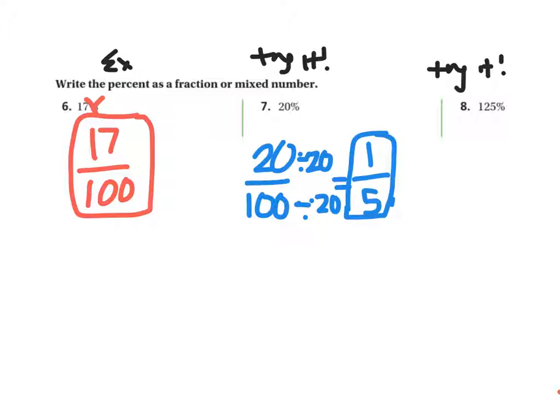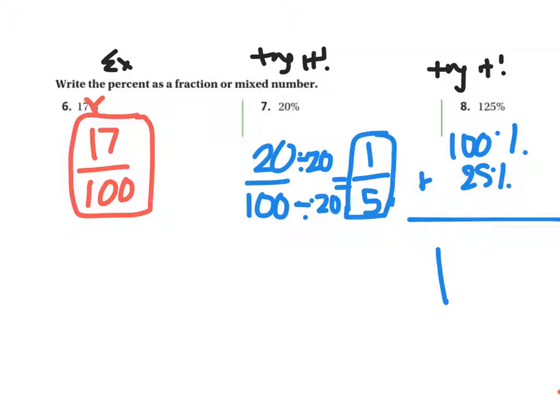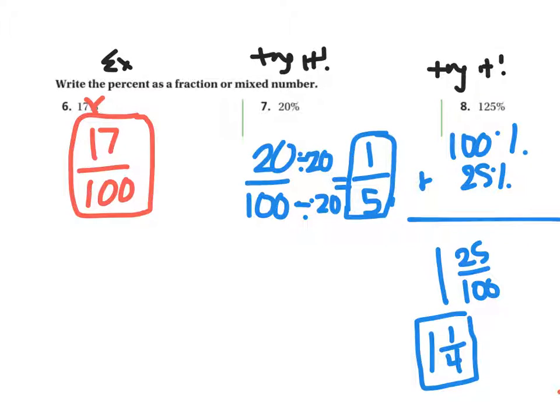All right, and then this last one is kind of tricky. 125% is 100% plus 25%. So when you change this to a fraction, you want the 100% to represent a whole number, and then 25% would be 25 100ths. And 25 100ths simplifies to, sorry, 1 and 1/4, and that would be your mixed number.